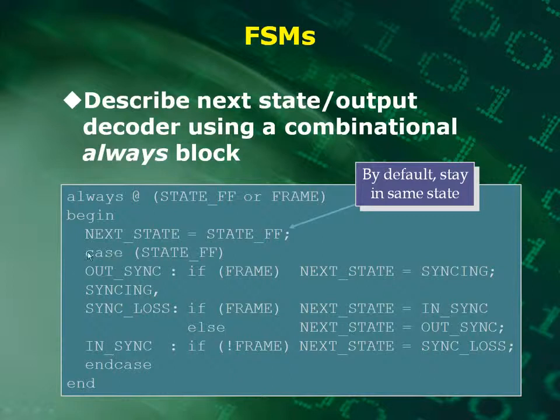So then we have a case statement. This is a good way to do this. You say case and then your state flip-flop, and then you start defining the different states and what it's going to do, so that if I'm in this state, outsync, and if the frame signal comes along as true, set to a 1, then I want next state to be set to syncing.